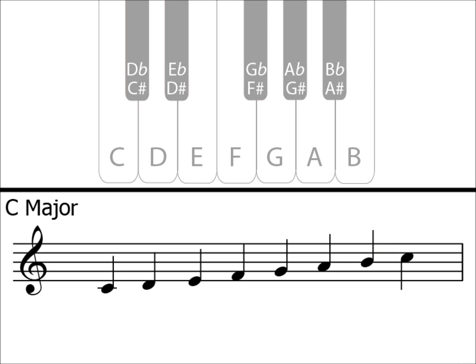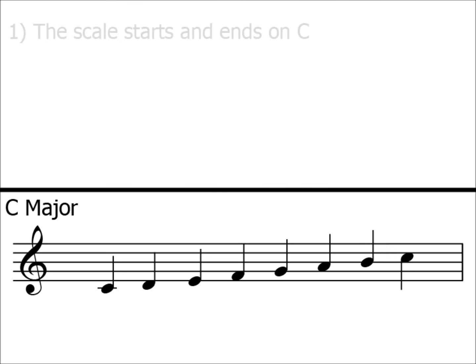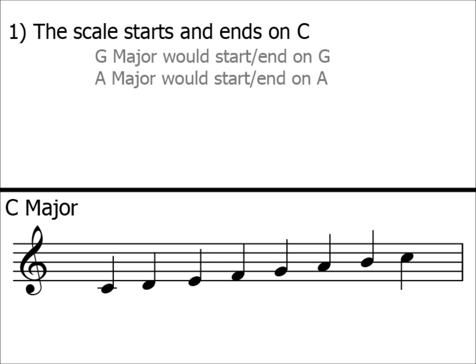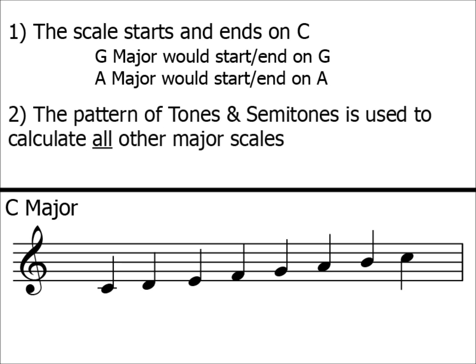The scale is called C major for two reasons. Firstly, it starts and ends on C. If a scale is called G major, we'd start and end on G. If it was A major, we'd start and end on A, and so on. Secondly, hidden away in the scale we've drawn is a pattern of tones and semitones. We use the pattern of tones and semitones to calculate all other major scales.